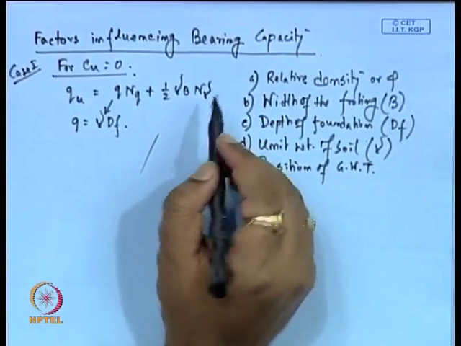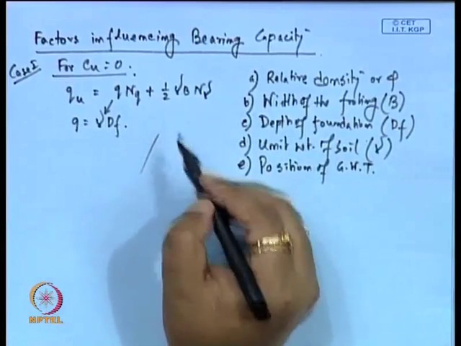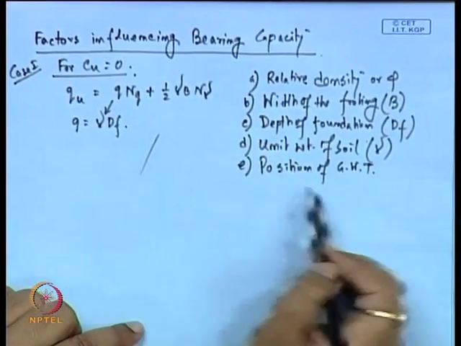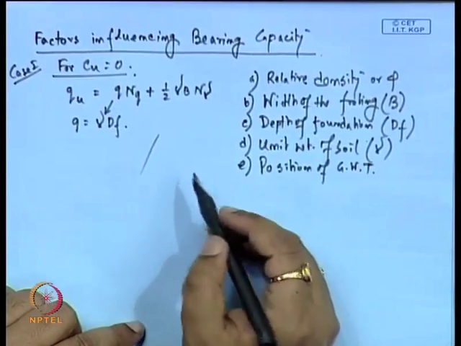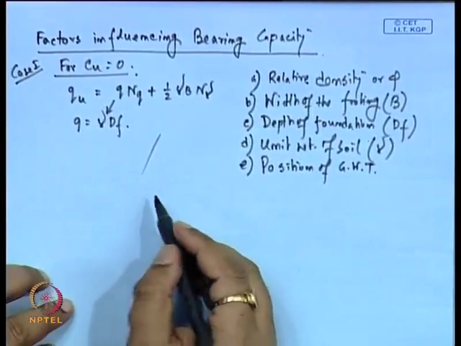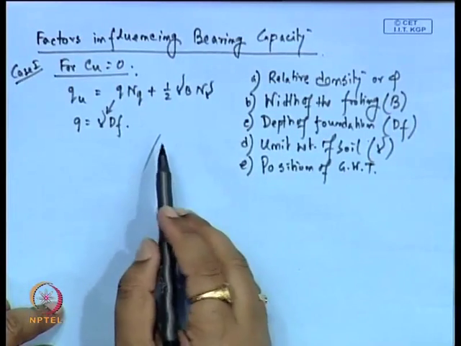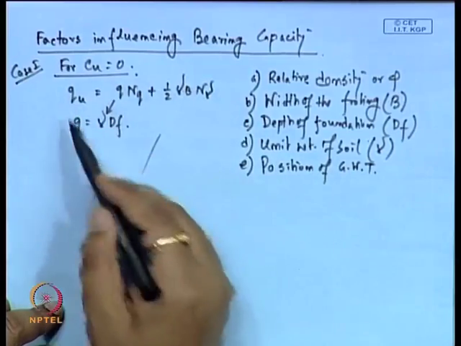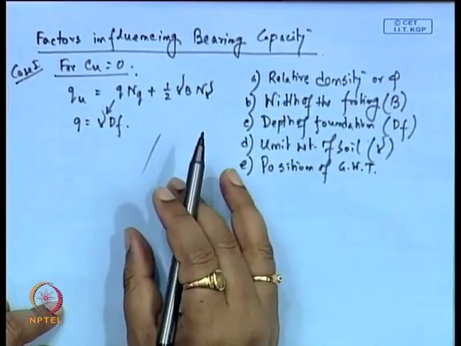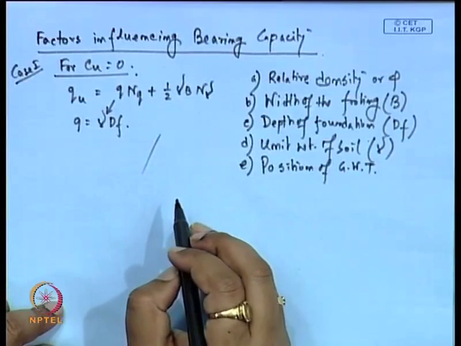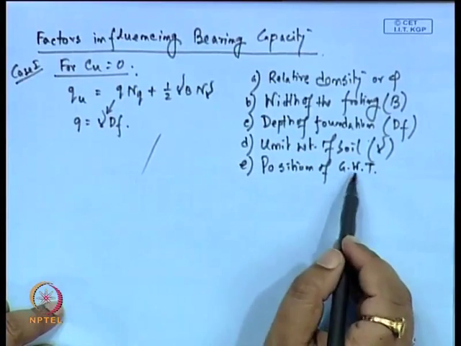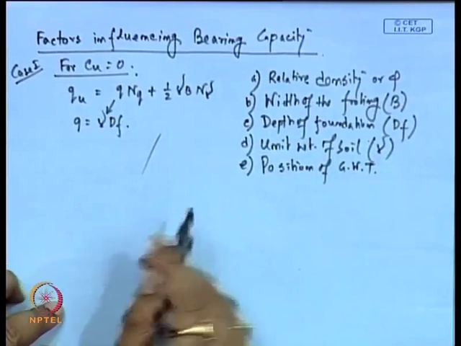Now, if the position of the groundwater table is at the ground surface, that will give the minimum bearing capacity of the foundation. And if the position of the groundwater table is below the foundation base by a distance equal to the width of the foundation, then no influence of the groundwater table is observed in the bearing capacity calculations. So, if the groundwater table position is greater than or equal to the width of the foundation from the base of the footing, then the influence of the groundwater table on bearing capacity is neglected.